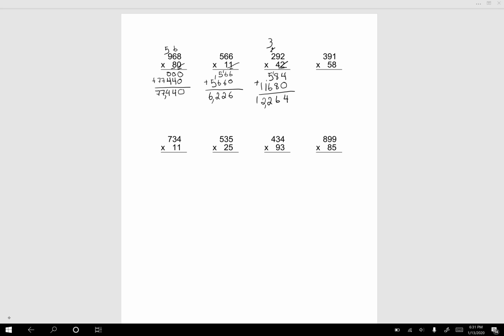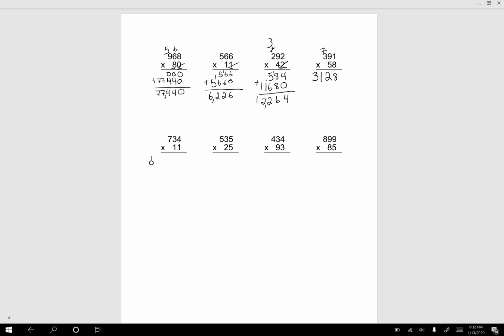Once you've completed a problem, go ahead and restart the video and watch the solution for it. So that's what I would do for the remainder of the problems. All right, so here I again start with my ones. So 8 times 1 is 8. 8 times 9 is 72. So again, I have to place that 2 there and then carry the 7. 8 times 3 is 24, plus 7 is 31.